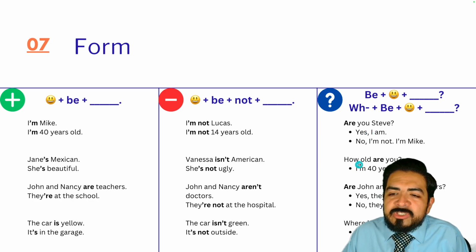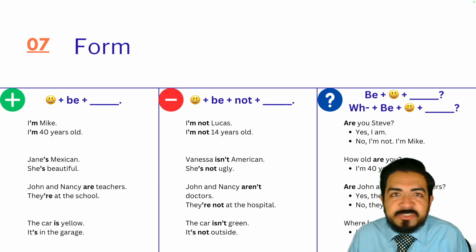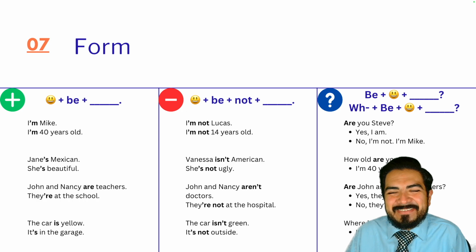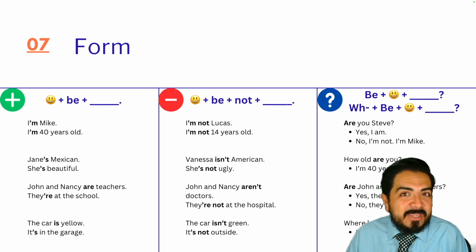Another question. This one is an information question. Why information question? Because the answer is not yes or no. For example, if I ask you, how old are you? You don't say yes. No, that's not the answer. Yes, it's incorrect. That means that you didn't understand. When I ask you, how old are you? You need to give information.